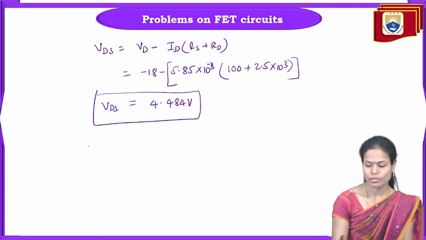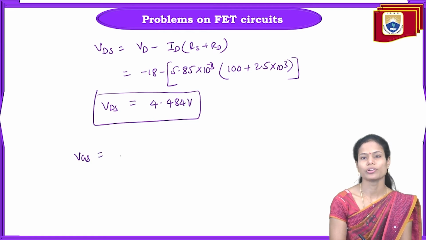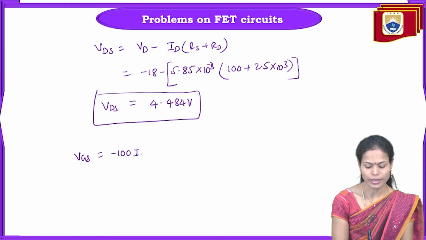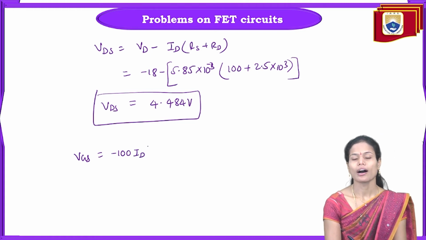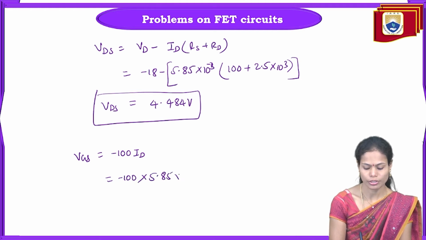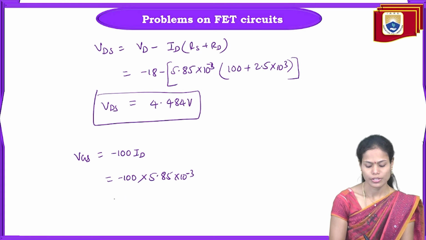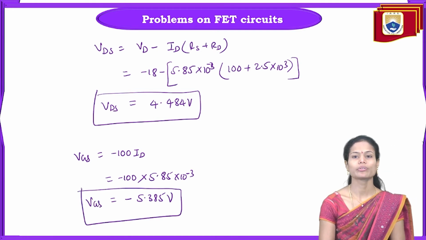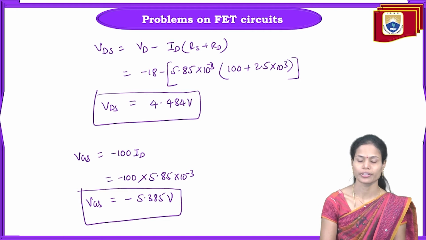Now VDS is greater than the VD voltage. And again we need to calculate the VGS voltage, the gate to source voltage, which is equal to minus ID into RS. So minus 100 into the ID value, 5.385 into 10 power minus 3. So we will get it as minus 0.5385 volts. This much gate to source voltage is required to run this particular FET.